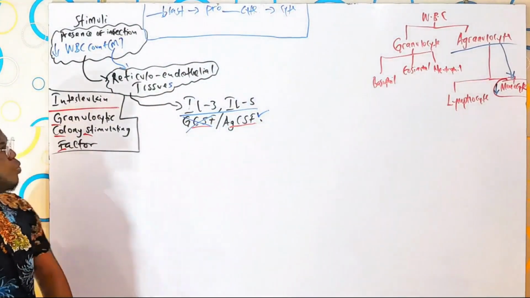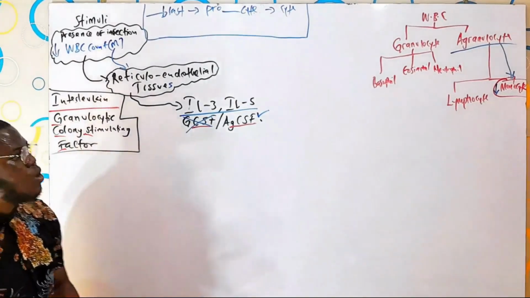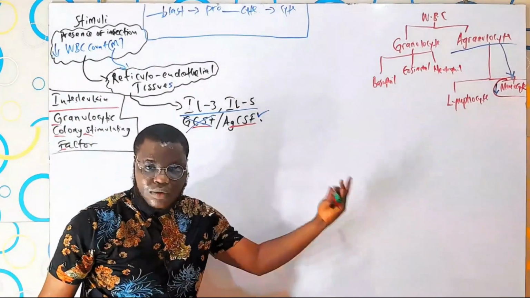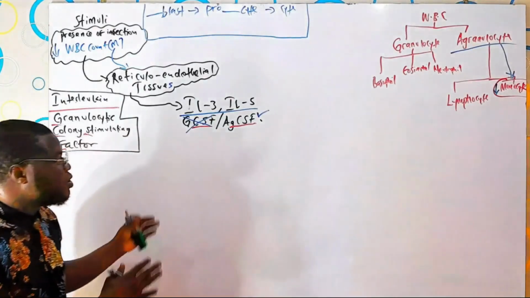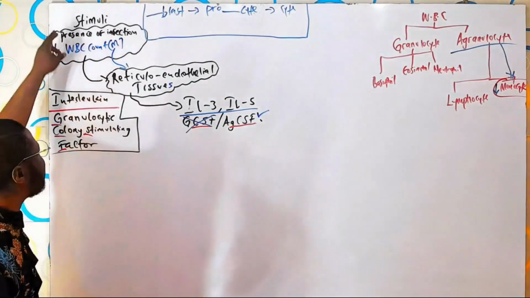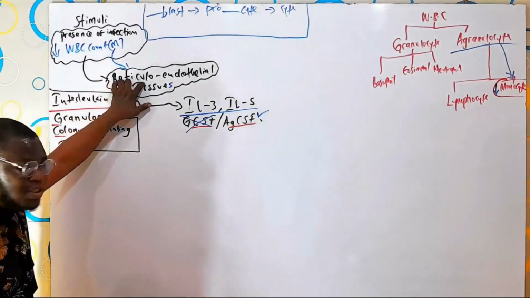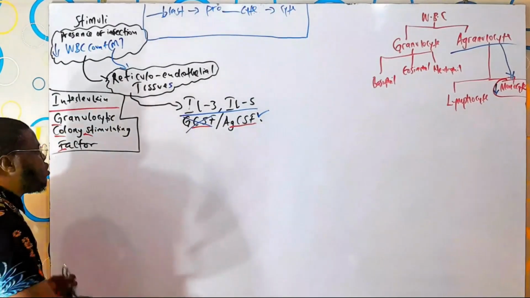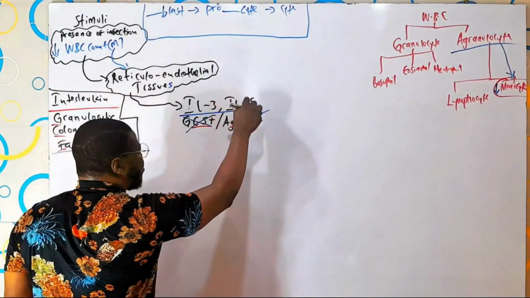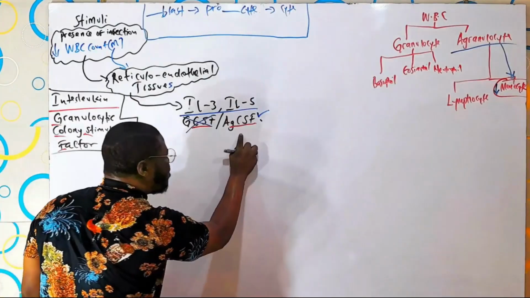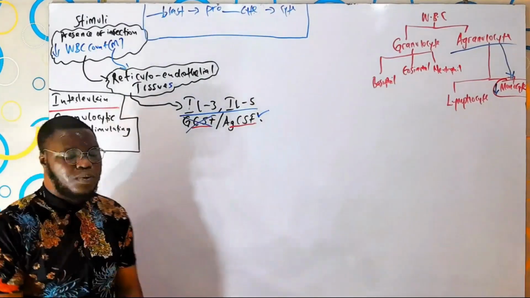Beautiful. So the point is, if you are talking about the production of monocytes under leucopoiesis, whenever there is a reduction in the count, impulses are sent to the reticular endothelial tissues. And what those tissues do is release interleukin 3, interleukin 5, and the agranulocytic colony stimulating factor. Simple.